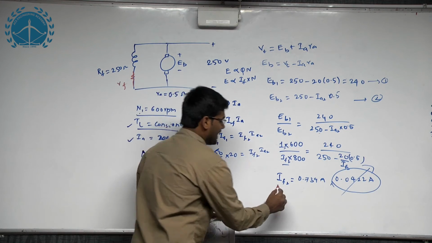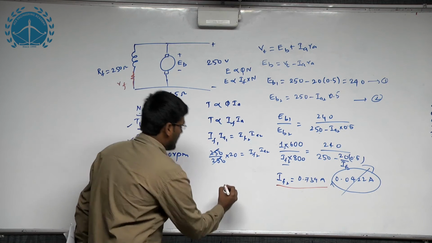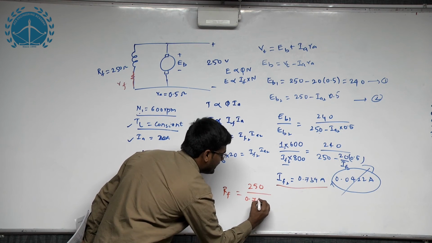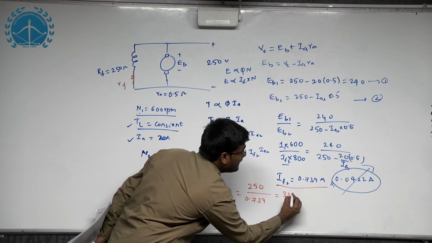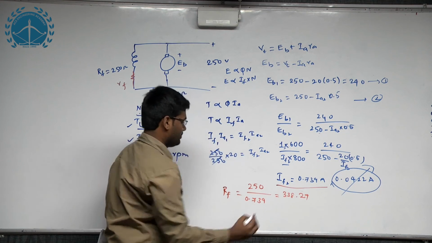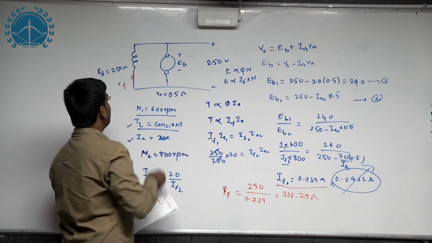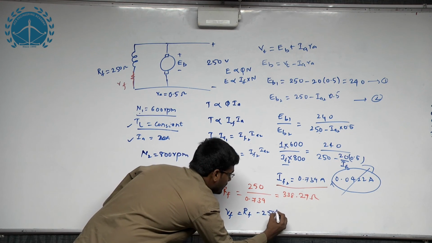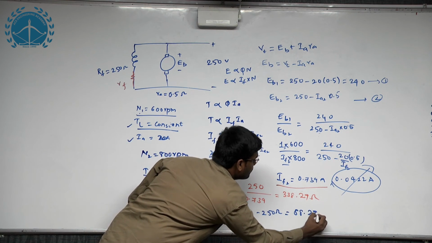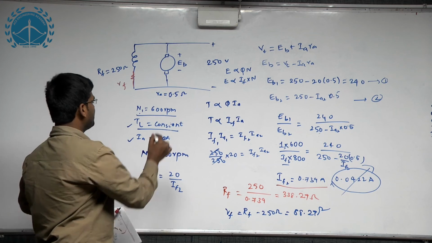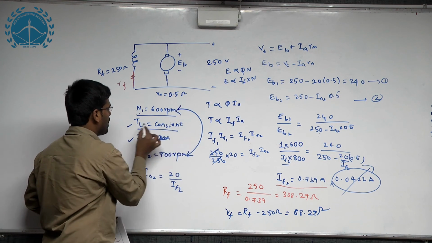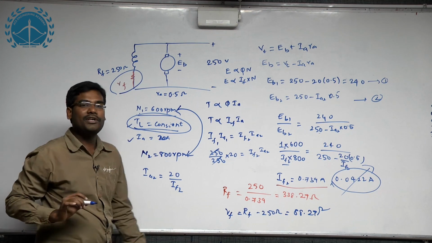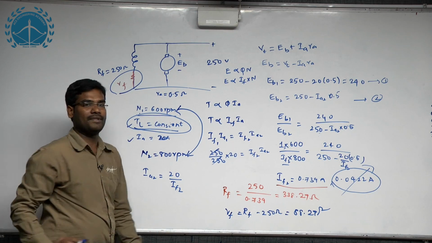Now considering If2 equal to 0.739, the resistance in the shunt field will be equal to 250 by 0.739, that comes out to be 338.29 ohms. Now my required RF will be 338.29 minus 250 ohms, that comes out to be 88.29 ohms. So to increase the speed from 600 rpm to 800 rpm, keeping the torque load constant, I have to add a resistance of 88.29 ohms in series with the shunt field. This is our answer.